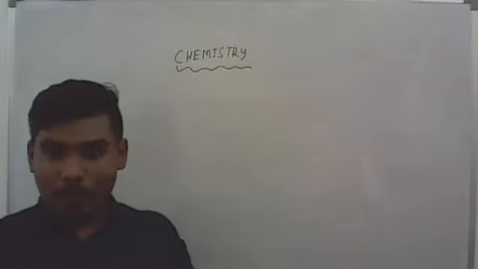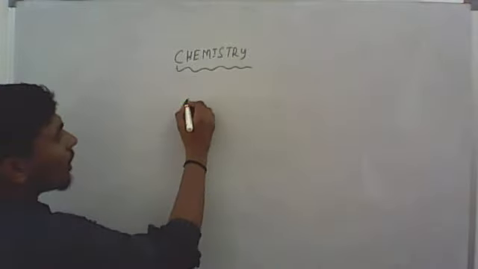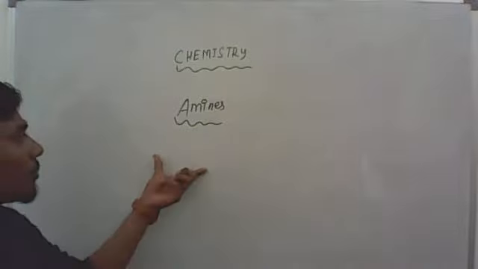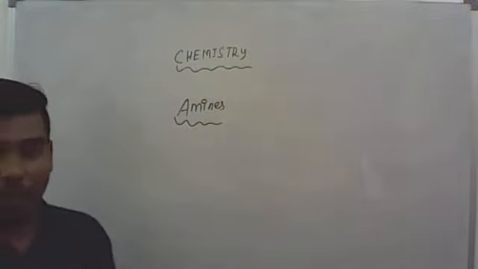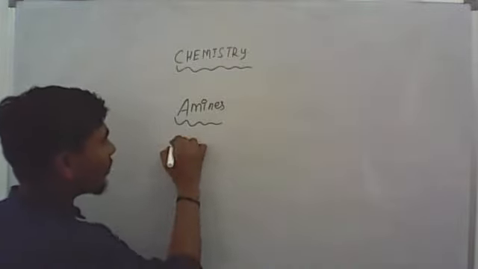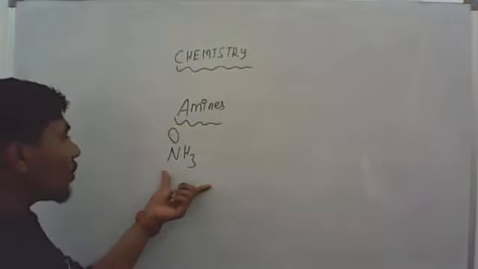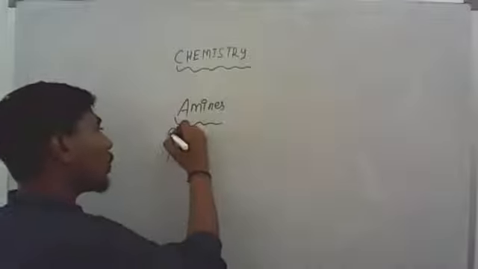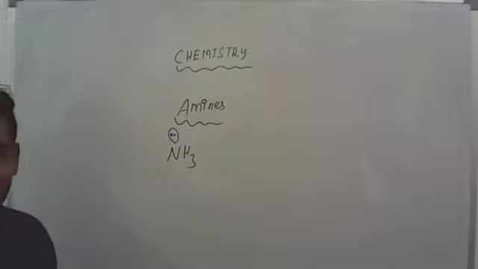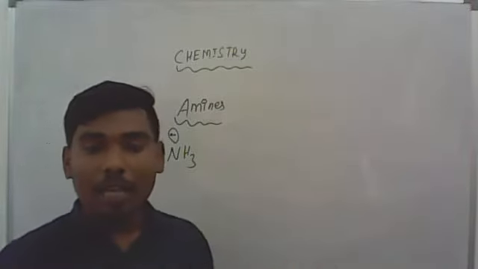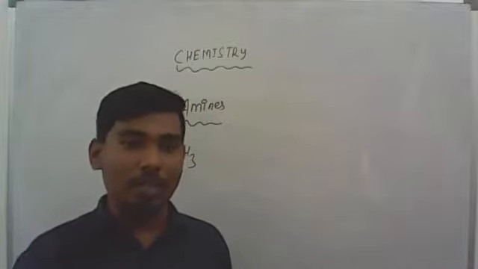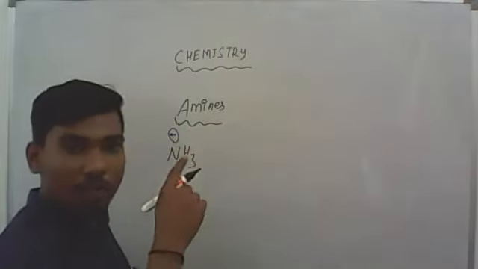In the previous video we started amines. We are discussing amines. Amines are derivatives of ammonia. How do we get amines? See here, this is the ammonia molecular formula. Ammonia has one nitrogen, three hydrogens, and one lone pair of electrons. By the replacement of one, two, or three hydrogens, we get different types of amines. In the previous class, we discussed the types of amines: primary amine, secondary amine, and tertiary amine. So first, the classification of amines we have discussed.